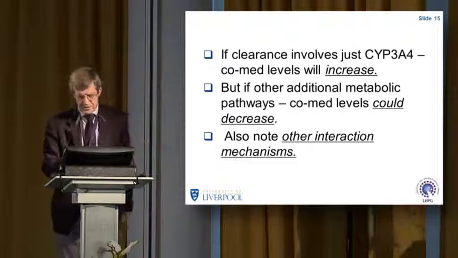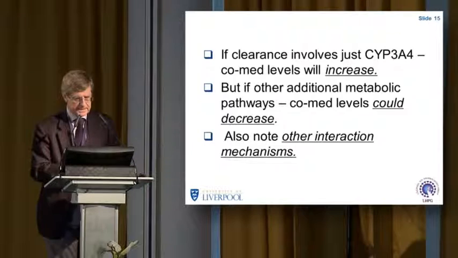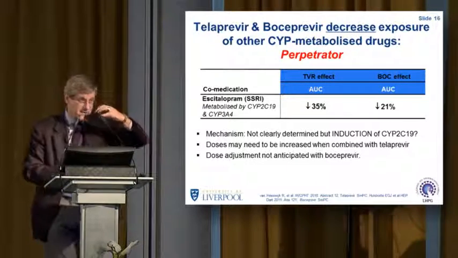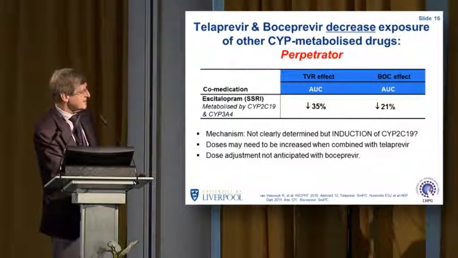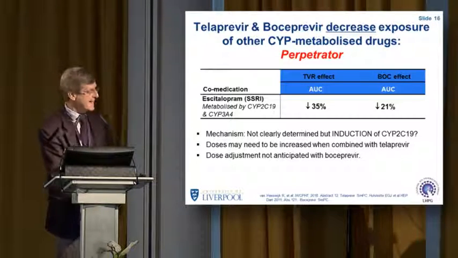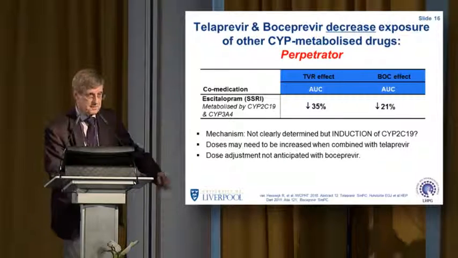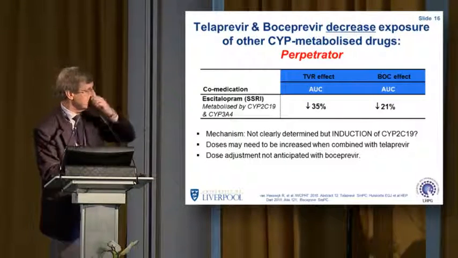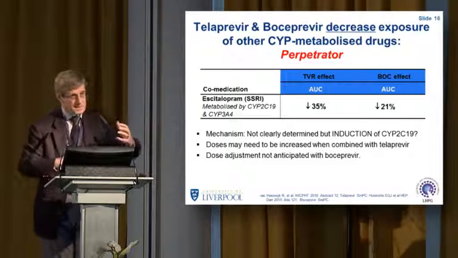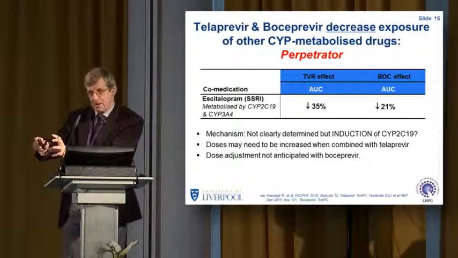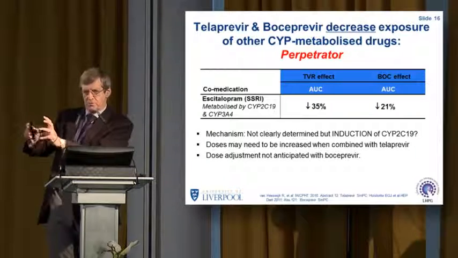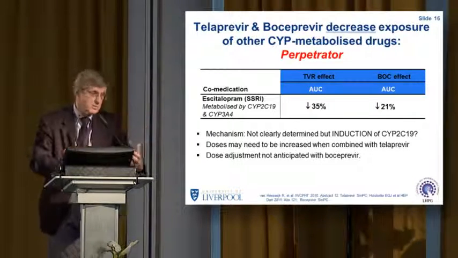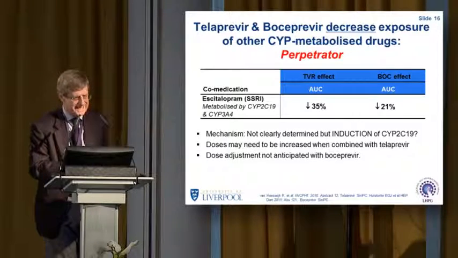And there are other interaction mechanisms that we can consider. Here's one example of a drug decreasing in concentration. It is the antidepressant escitalopram. With telaprevir, it goes down 35%. With boceprevir, 21%. And that's because it's not metabolized by cytochrome P450 3A4. It's using another pathway, which is probably induced, and therefore you're getting a decrease.